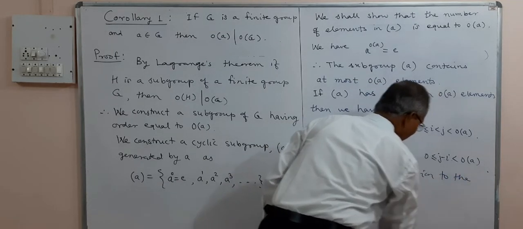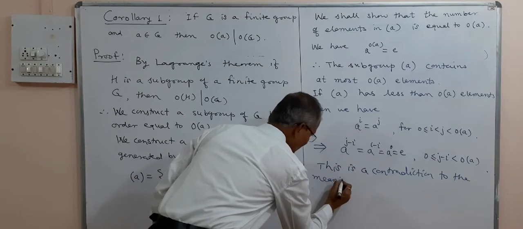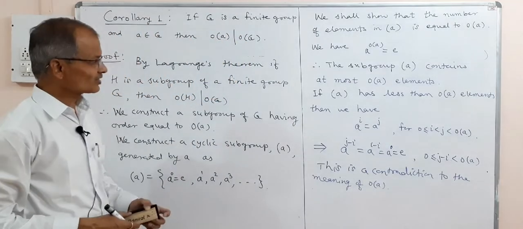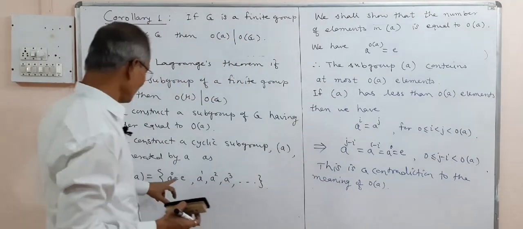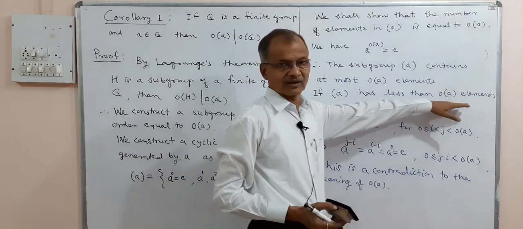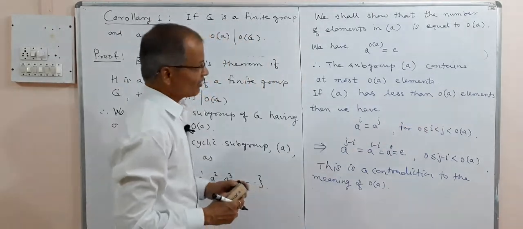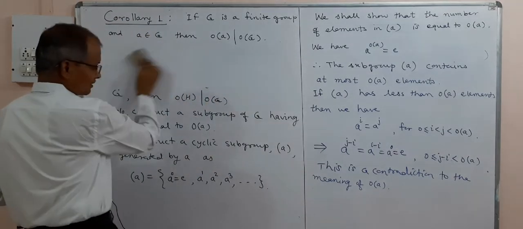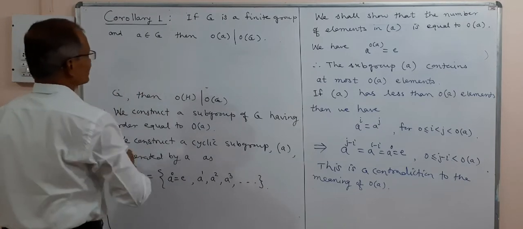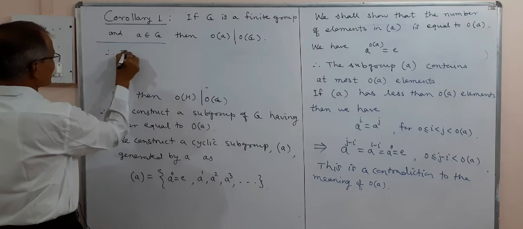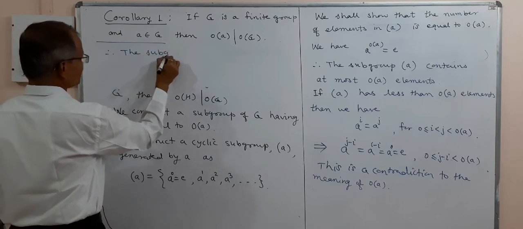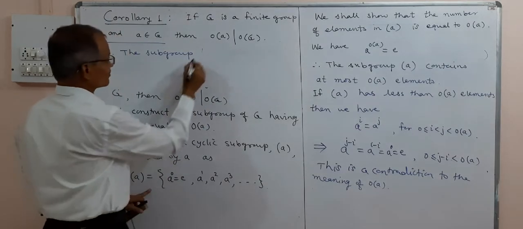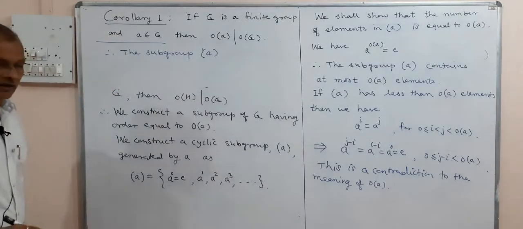To the meaning of order of a. And thus this subgroup will not have fewer than order of a elements. That means it must have exactly order of a elements. Therefore the subgroup denoted by this notation, this is the cyclic subgroup.